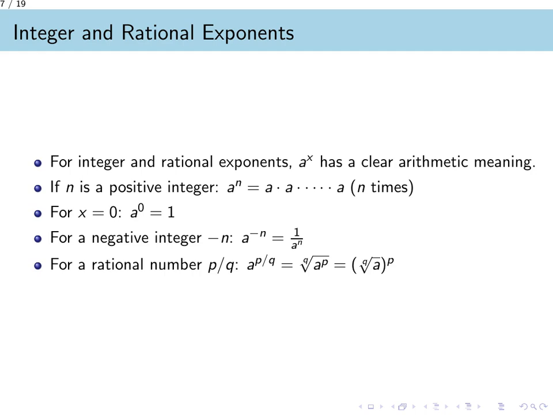Finally, a rational exponent, like the fraction p over q, represents both a power and a root. For example, 8 to the power of 2/3 means we first take the cube root of 8, which is 2, and then square that result to get 4. Notice you can take the root first, which often makes the calculation much simpler. These fundamental rules allow us to evaluate expressions for any integer or rational exponent.